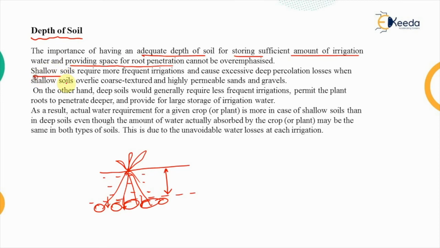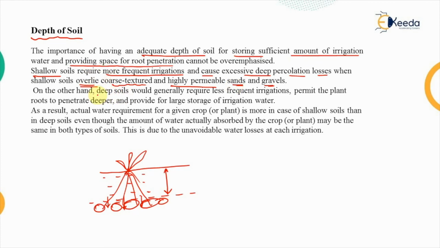The shallow soils which I have shown you require more frequent irrigation because the water will be utilized very quickly, or else it will go down into the ground and cause excessive deep percolation losses. This happens when these shallow soils overlie coarse textured material, that means rocks, or highly permeable sands and gravels, where the volume of the voids is higher. In that case we would require a higher amount of water to irrigate.